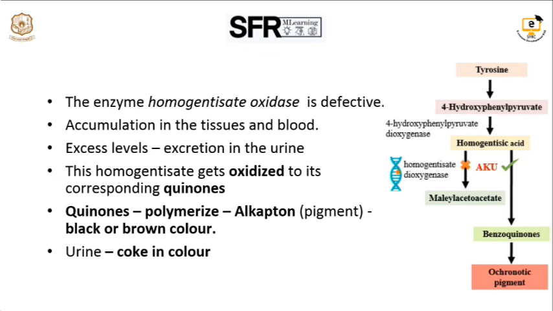This defective enzyme leads to accumulation of homogentisate, which gets oxidized to its corresponding quinones, forming a compound called alkapton, which is nothing but a polymer of the quinones formed by the homogentisate. This alkapton pigment is black or brown in color. This leads to the color change in our urine, which is coke-colored.